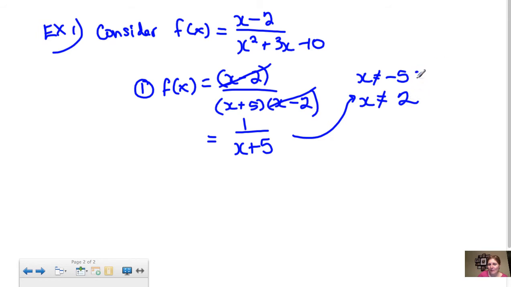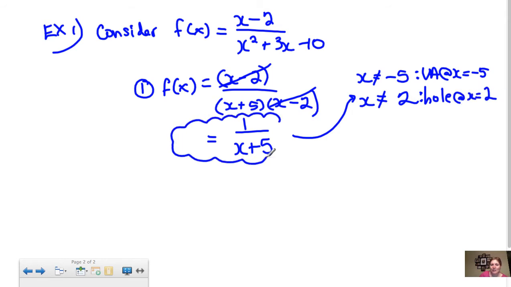The 5 is going to be a vertical asymptote at x equals negative 5. The 2, because it got canceled out, we're going to write as a hole at x equals 2. Is the function the simplified version of what I'm going to graph? That's what I want to graph. All right, so now I know my vertical asymptotes.